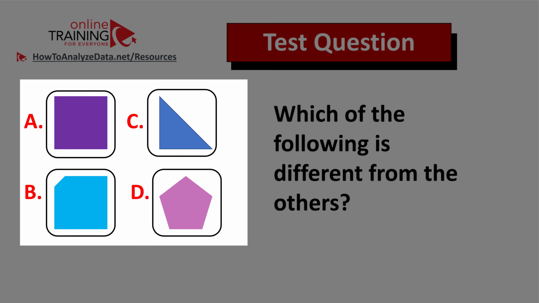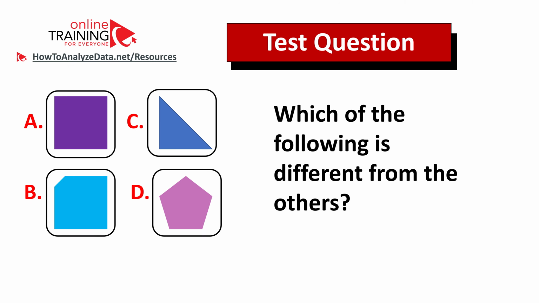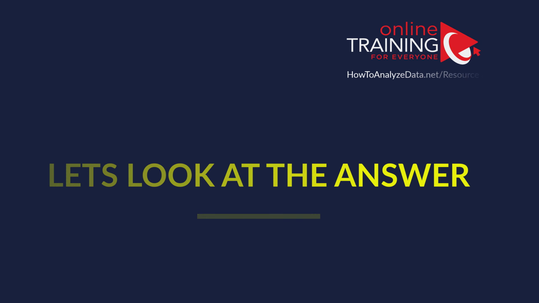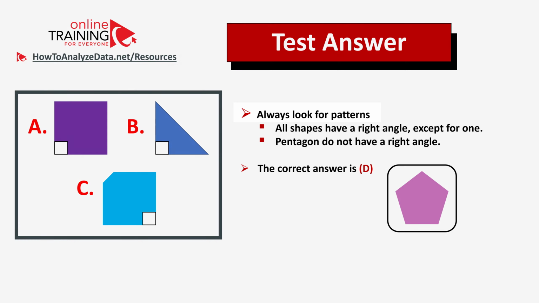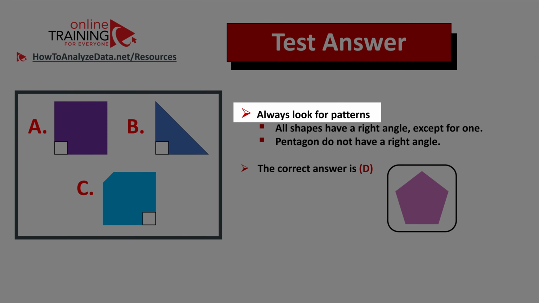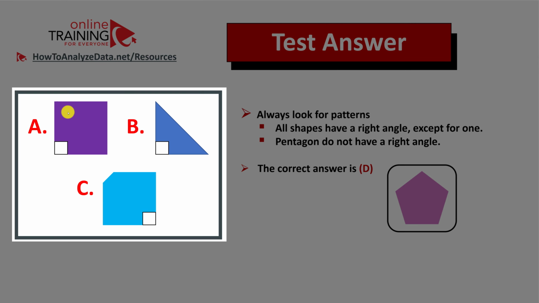Please take a closer look, maybe pause this video to see if you can come up with the answer on your own. Did you figure out the solution? Let's continue to see how we can get to the correct solution together. As usual, always look for patterns and commonalities between shapes. In this case, choices A, B, and C all have the right angle, and the right angle here is highlighted.